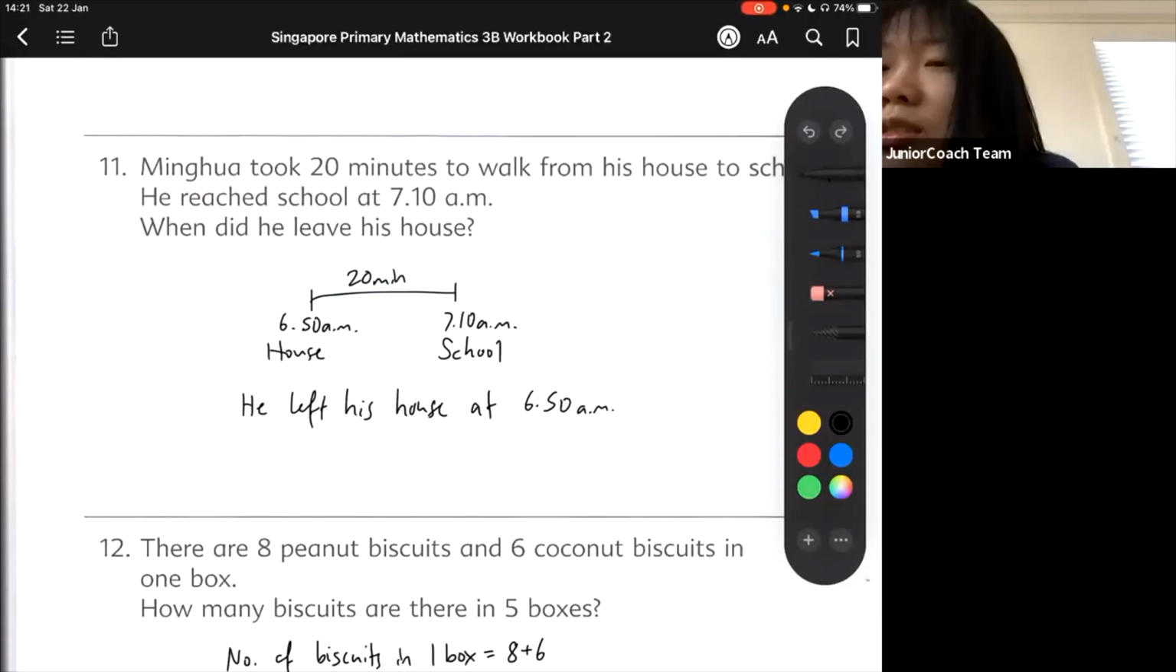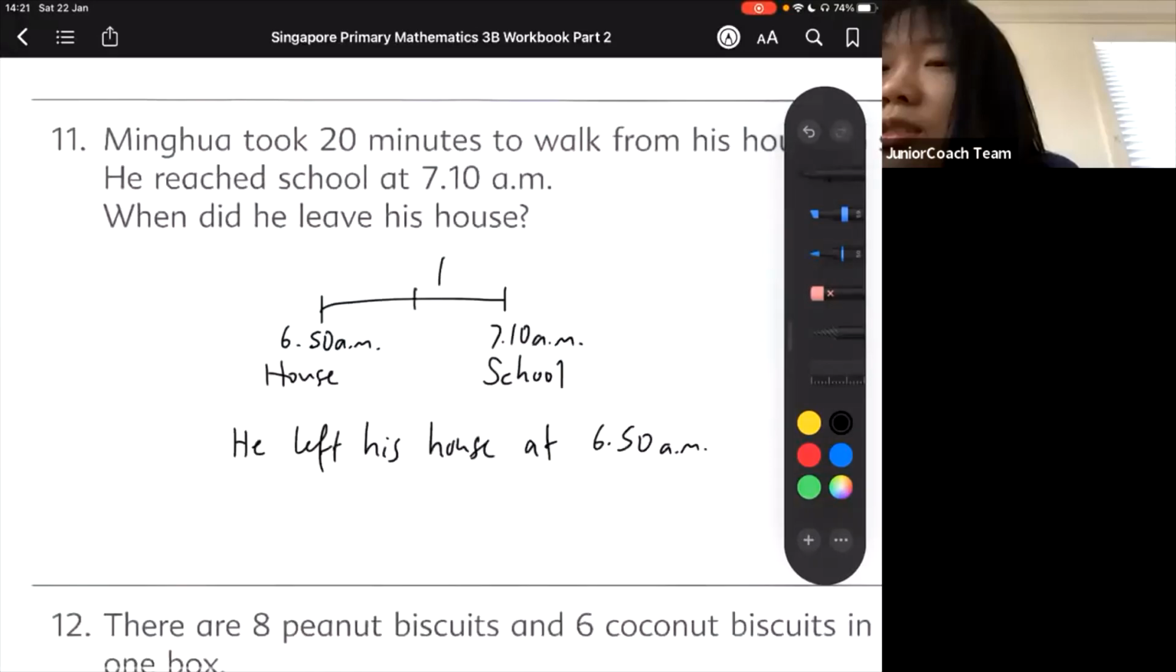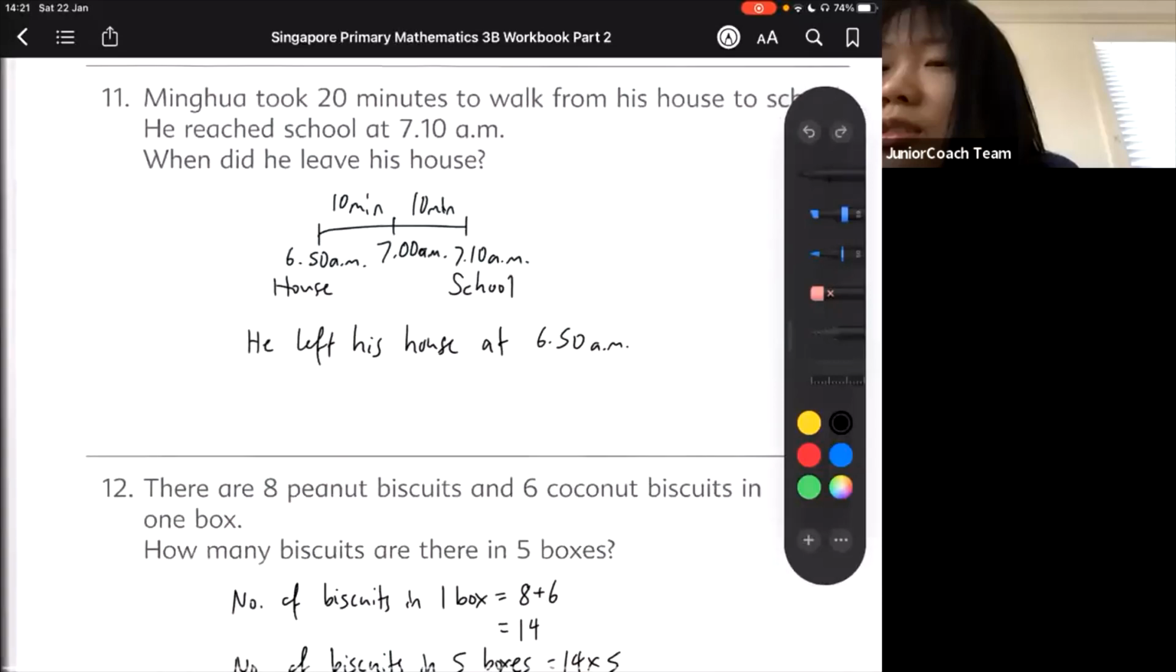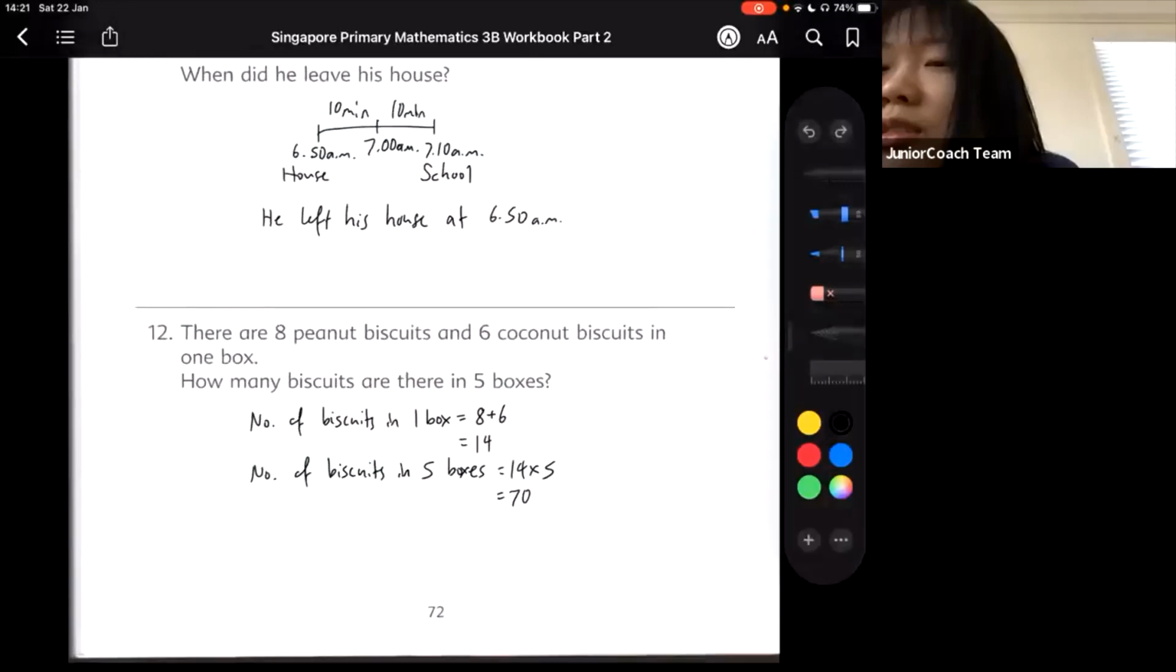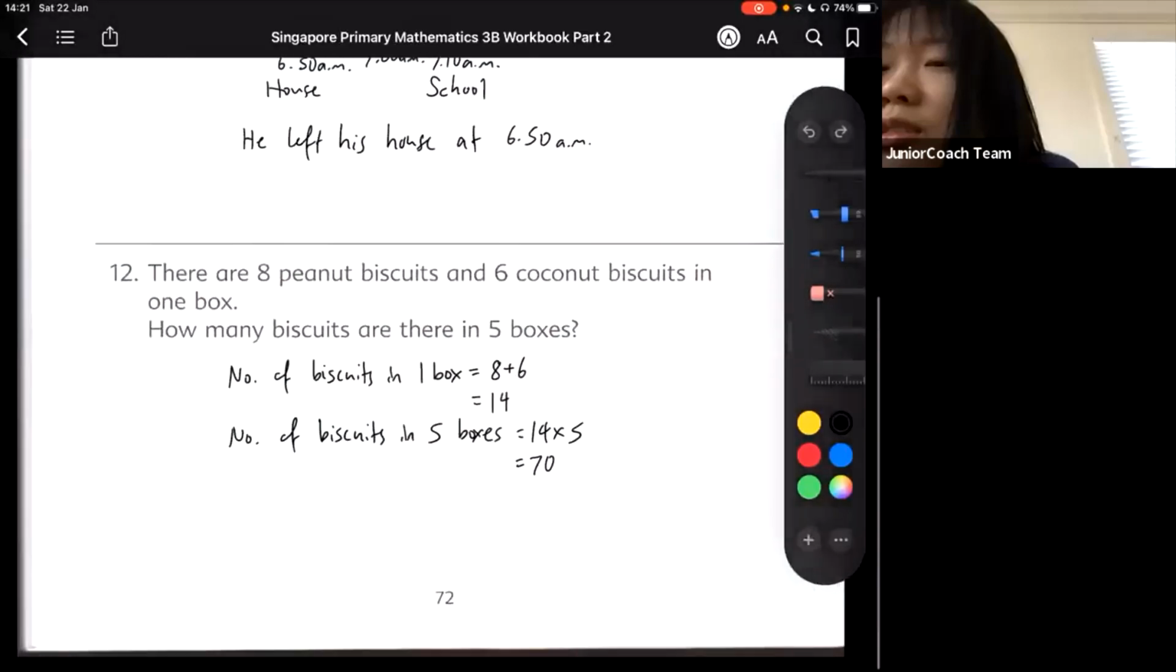And let's try dividing this into 10 minutes and 10 minutes, just so it's easier to visualize. So here we have 7 o'clock a.m., right? It's the nearest hour, so then that should be easier to calculate. And then 10 minutes off from 7 a.m., we have 6:50 a.m., which is pretty early, I think. I never did that.